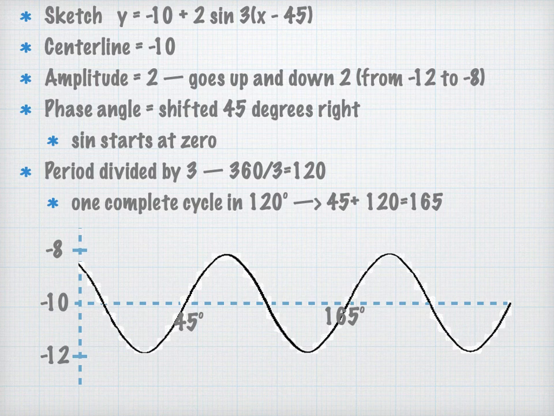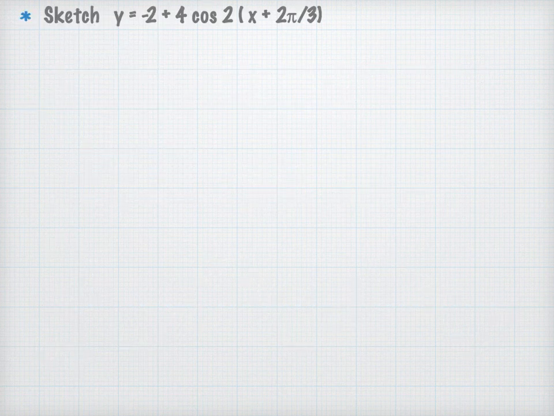All right, let's do another one. Sketch y equals -2 plus 4 cosine 2, parenthesis x plus 2 pi over 3. Okay, 2 points, folks. Number 1 point. This is cosine instead of sine. Number 2, this is in radians, not degrees. Otherwise, very similar. So the center line is -2.